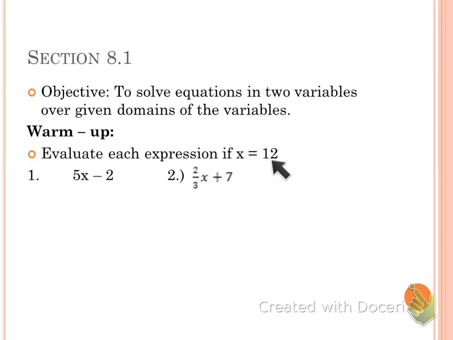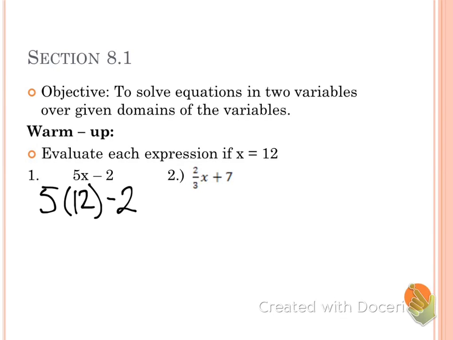To warm up, we have to evaluate some expressions for a given value of x. So x is equal to 12. We need to evaluate 5x minus 2. Notice that this does not have an equal sign. This is just an expression, not an equation. So to evaluate, we substitute, then simplify. It's been a while since we've done this. Substitute, then simplify. So we substitute 12 in for the x.